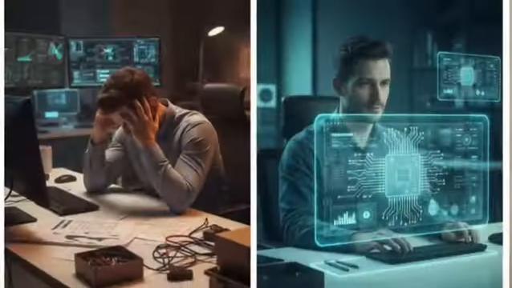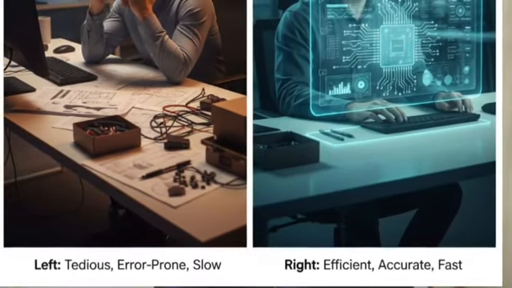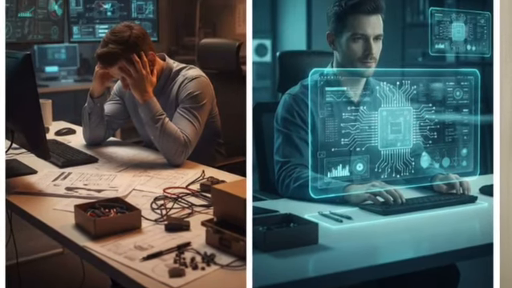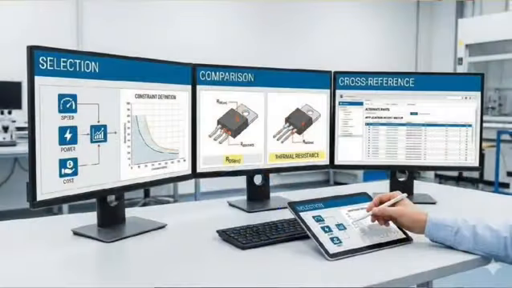How does this help the engineering workflow? So one is selection, right? You define the constraints: speed, power, and cost. Comparison: you have to isolate 2 to 3 parameters that physically matter, for example, RDS(on) versus thermal resistance. Cross reference: you find an alternate not just by matching the datasheet but by matching the application intent.